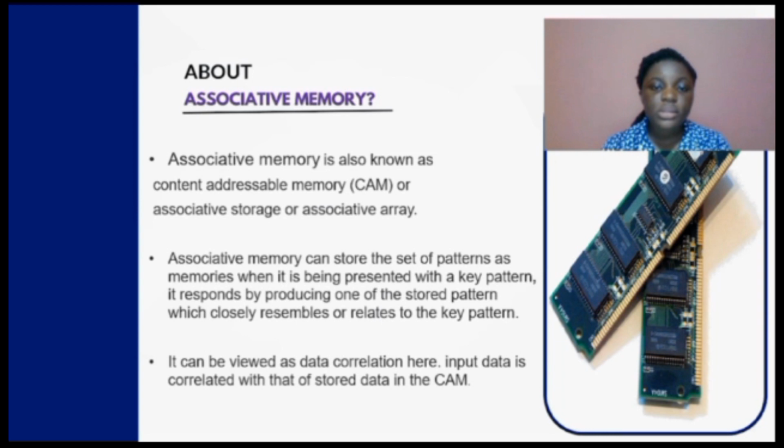So what is an associative memory about? An associative memory is also known as content addressable memory (CAM), or associative storage, or associative array. Associative memory can store a set of patterns as memory, and when it is presented with a key pattern, it responds by producing one of the stored patterns which closely resembles or relates to the key pattern. It can be viewed as data correlation here. Input data is correlated with that of the stored pattern in the CAM.